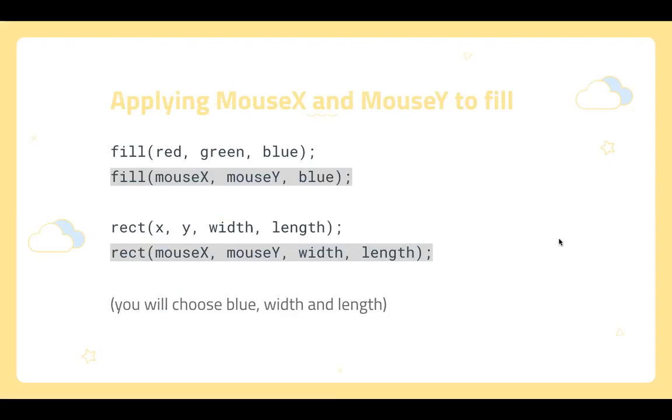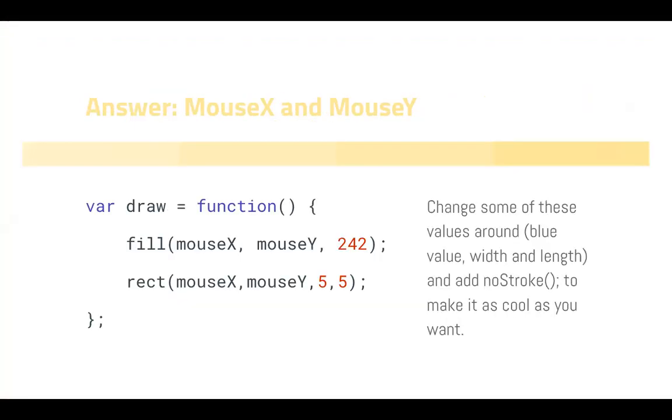Oh, okay, wait. Well, you guys have already seen it. So hopefully you guys did this and you put it in your draw function and you made a fill mouse X, mouse Y. This is just a number for the blue value. The 242 is for the blue value. Then you made a rectangle with mouse X and mouse Y and 5, 5. So this is actually a square. My bad. And this code basically means that as you move across the screen, the color will change as well as the location of the rectangle. So it's kind of like a little pet that follows you around.